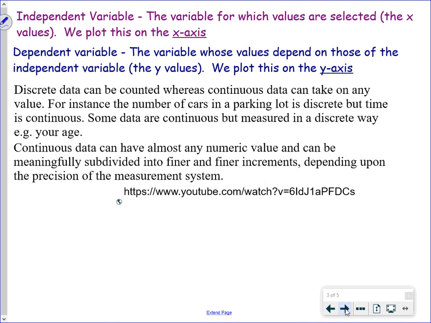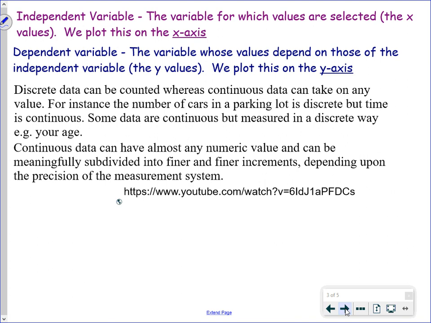So again, the independent variable is a variable for which values are selected. So you can choose if you would like to work for 5 hours or for 10 hours this week. And this is always plotted on the x-axis and in the x part of the table of values. The dependent variable is a variable whose value depends on the independent variable. So the amount that you get paid depends on how many hours you worked. This is always plotted on the y-axis and is in the y part of the table of values.